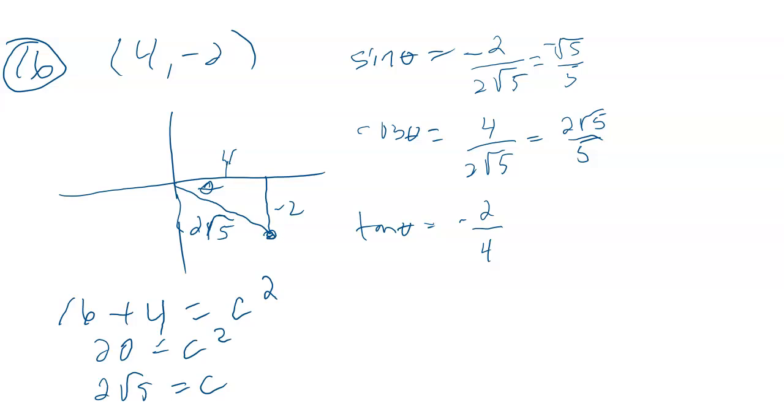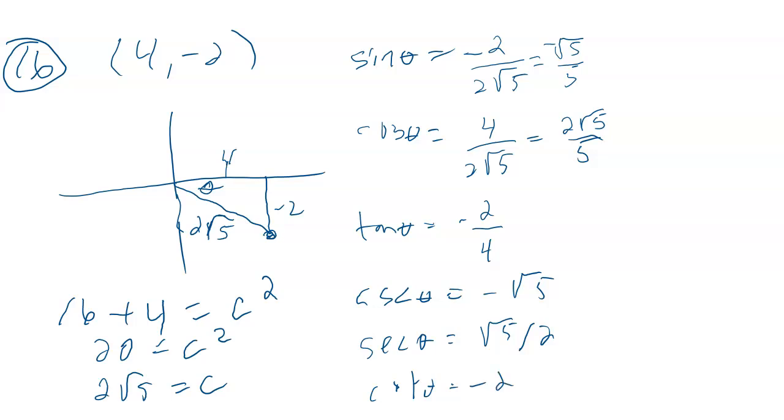And then we'll do the reciprocals. So we're going to flip everything. Cosecant theta is going to be negative rad 5. Secant theta, reciprocal of cosine, which would be rad 5 over 2. And then finally cotangent theta looks like negative 2. All right, whatever, no big deal.